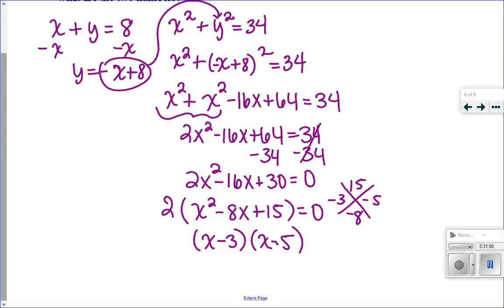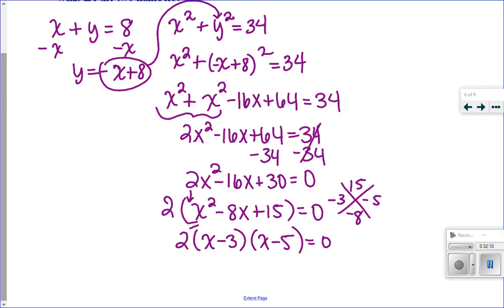And just a reminder, the only reason I can do this faster version is because a was 1. Right? There's nothing sitting in front of this x squared other than a 1. That's why I can get away with that. If not, I would do the splitting the middle term and factoring by grouping that we had been practicing. Okay? So this is the fully factored version.